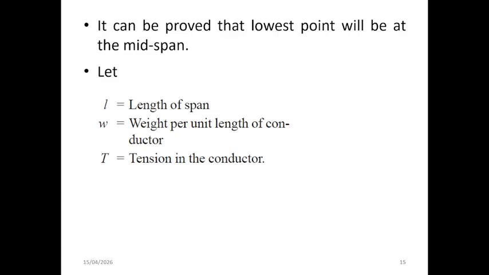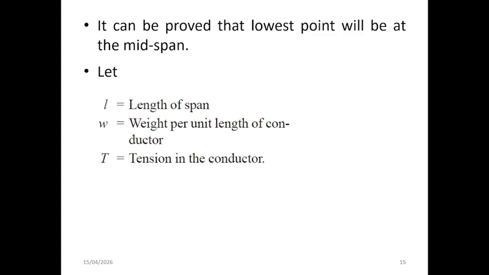Okay, this slide explains a key property of a conductor suspended between two supports at equal level. It shows that the lowest point of the conductor lies exactly at mid span. This occurs because the system is symmetrical. Both supports are at the same height and the conductor has a uniform weight distribution. As a result, the shape and forces are identical on both sides of the center point.